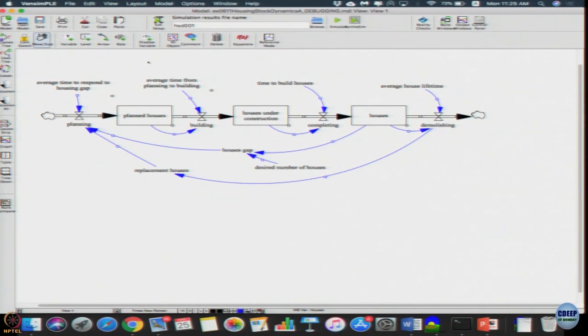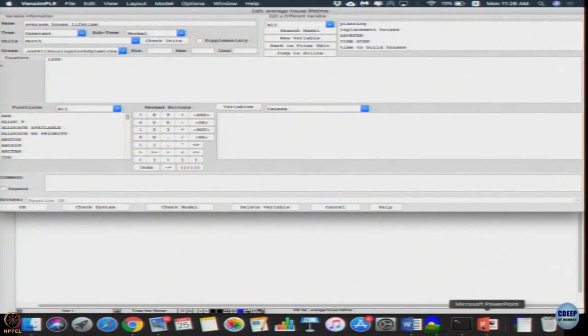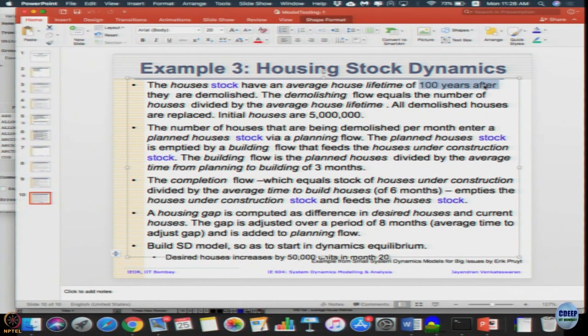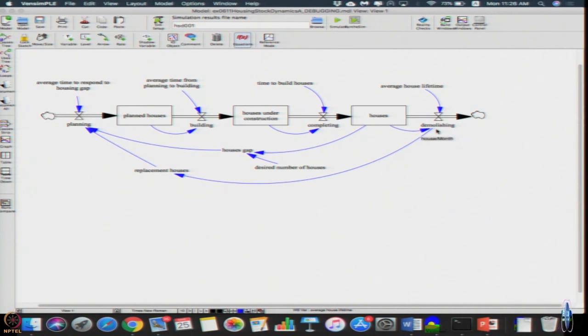So, what causes dynamic equilibrium? In dynamic equilibrium, the initial values should be consistent. When desired houses initially is 5 million, houses is also 5 million. So the housing gap is 0, so that is not adding anything to planning. Now, demolishing: the initial value will be 5 million divided by average house lifetime, which is 100 years. Since our time unit is months, it is 1200 months, which is okay. So 5 million divided by 1200 is the demolishing rate, correct. Then that much should be replaced, so the inflow here will be 5 million divided by 1200.